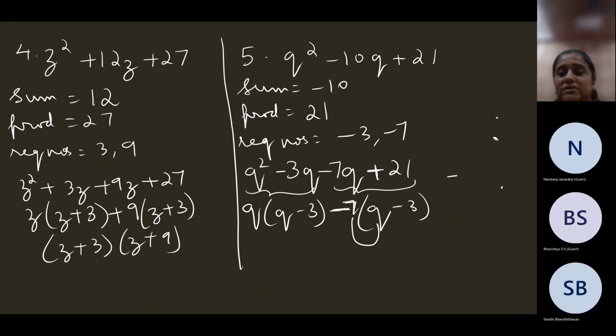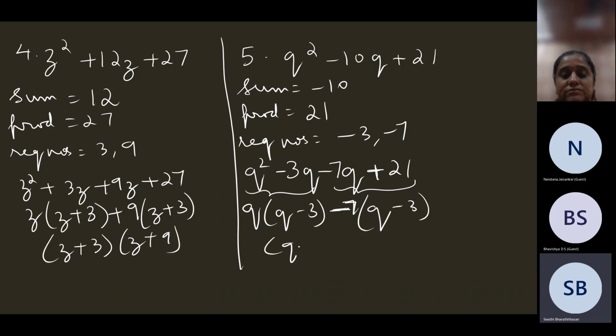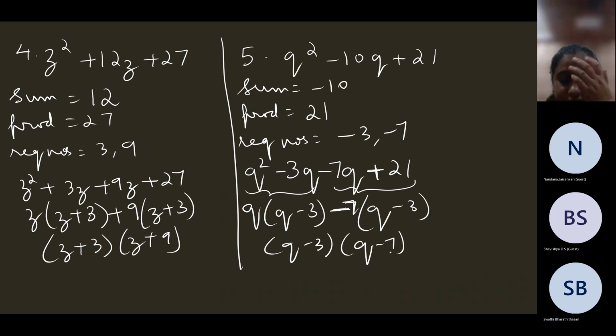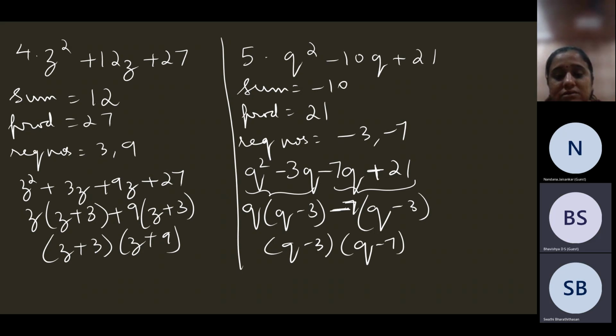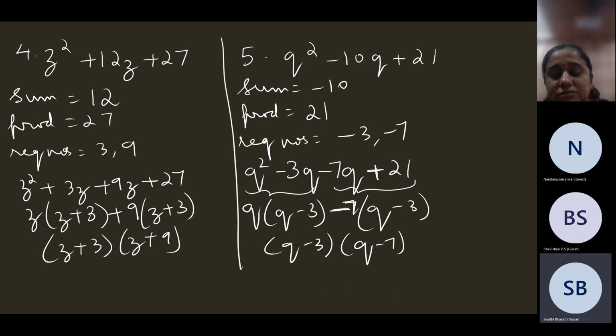Then next step. Q minus 3 is common, into Q minus 7, ma'am. Very good. Bhavishya, any questions? You have completed the homework. Are your answers matching, or do you have any questions, any doubts? No doubts. Okay.